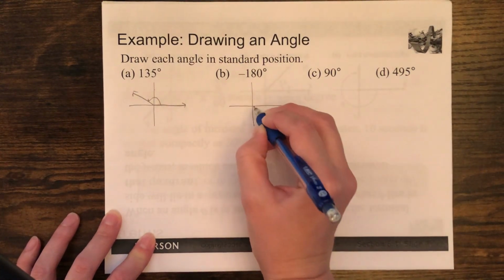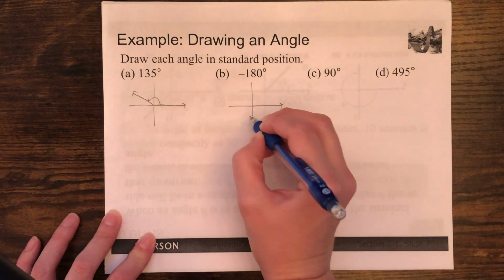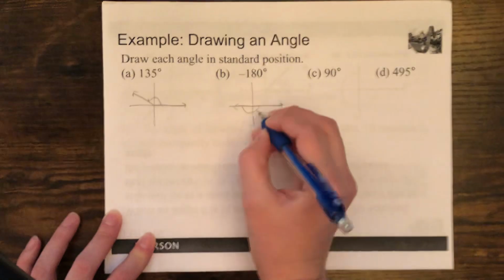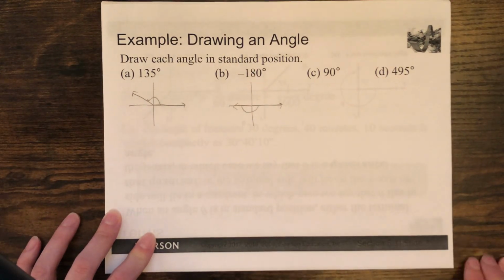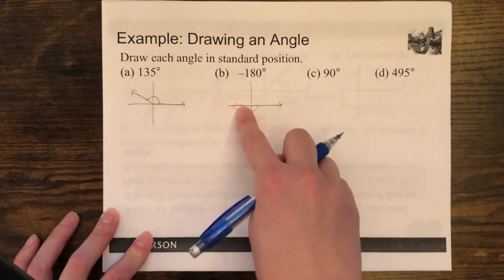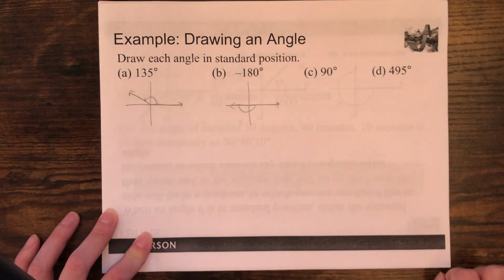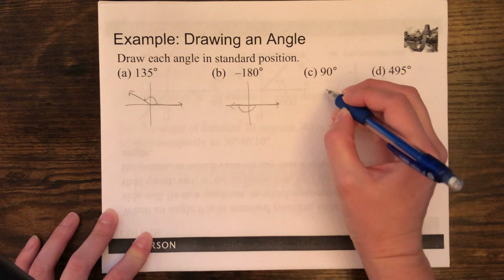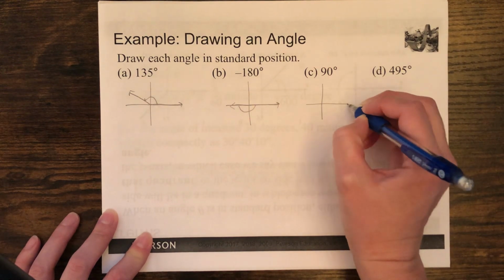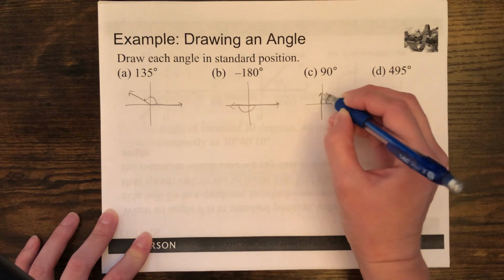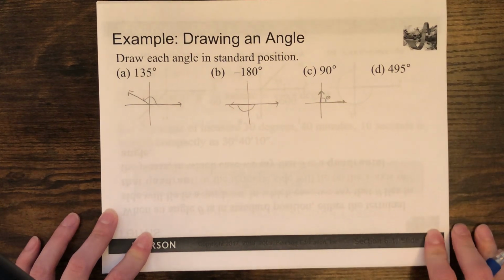Negative 180, of course, I'm starting here. Negative going this direction, so negative 180 is actually going to be right on this line here. Notice that a negative 180 degree angle and a positive 180 degree angle land in the same place, having that terminal side on the x-axis over there. 90 degrees, of course, we know lands right up here. So this, of course, we know to be a 90 degree angle.